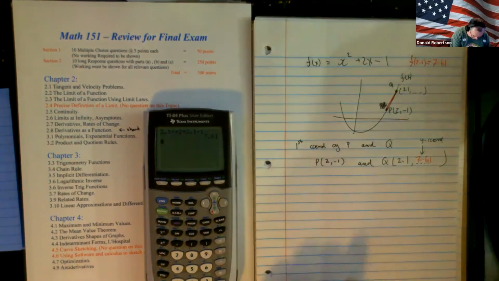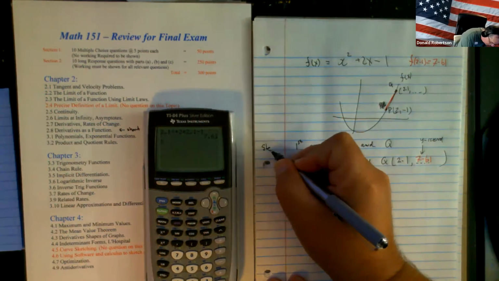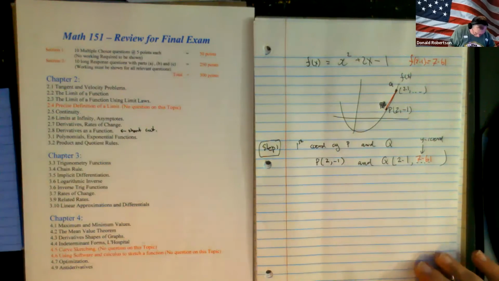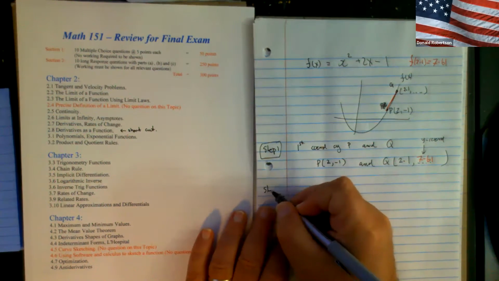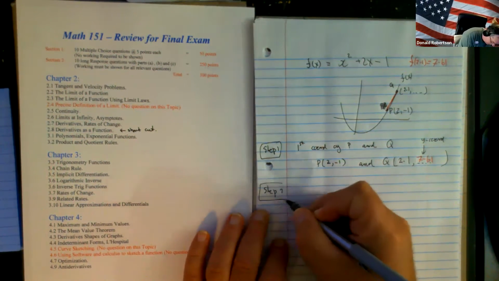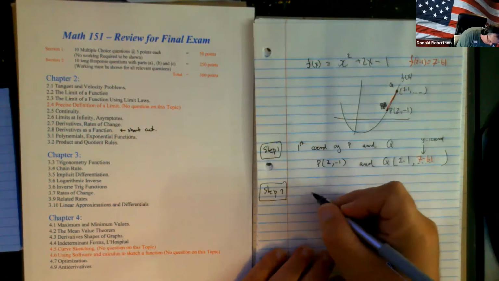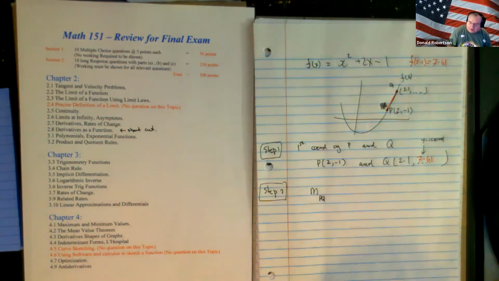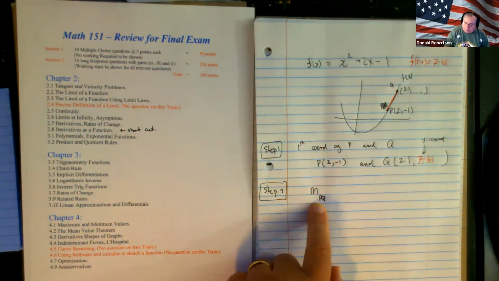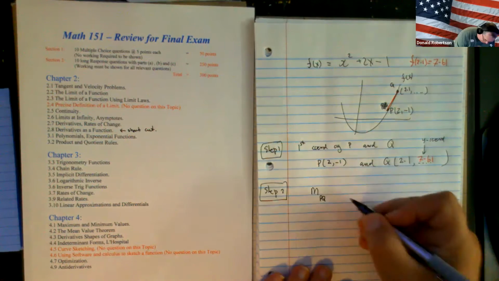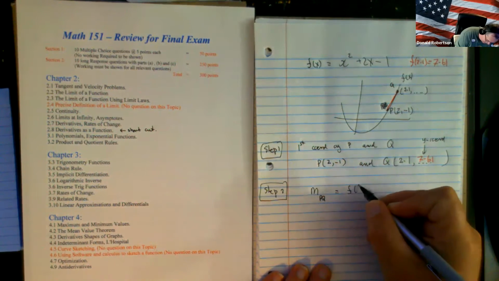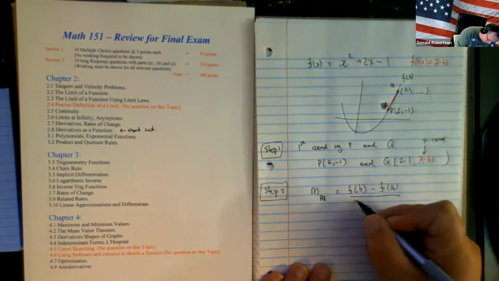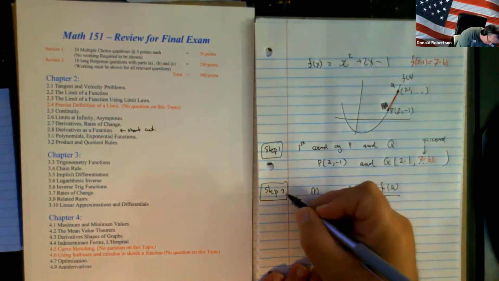So your first step would be to make sure that you find the coordinates of P and Q. The second step, to find the slope joining P and Q, and the notation that we would use would be something like that. M means slope of PQ, is f of B, take away f of A, over B minus A. That's how you would do it.